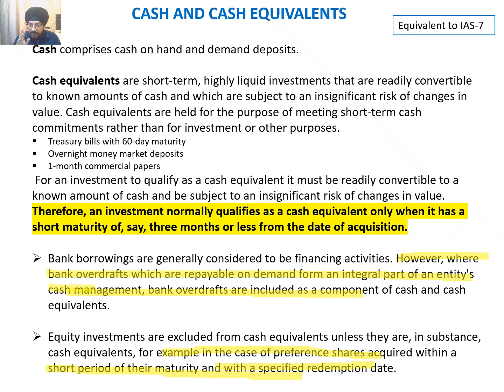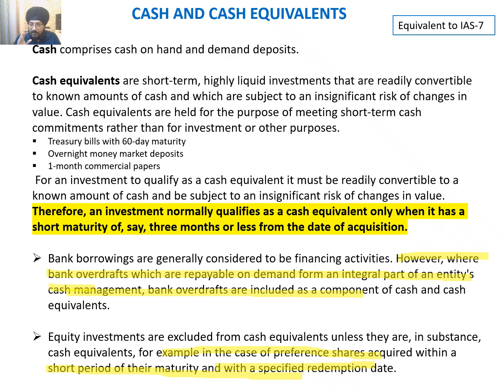So again, the major understanding and the major logic to construe anything as a cash equivalent are two. First, it has very insignificant risk associated with it when we are doing some investment, and secondly, it is readily convertible to a known amount of cash, and largely the period of 3 months is what is defined in the standard. Therefore, an investment normally equals a cash equivalent only when it has a shorter maturity period, say 3 months or less from the date of the acquisition.